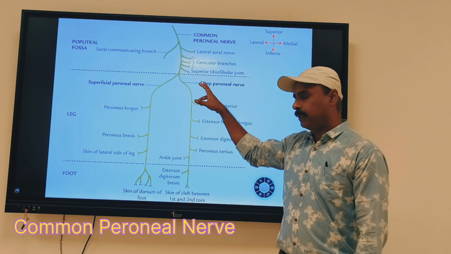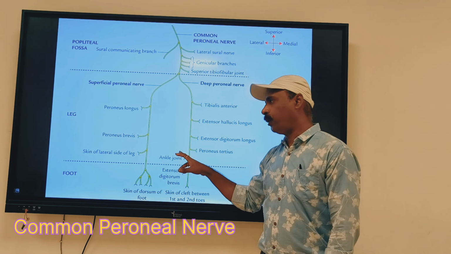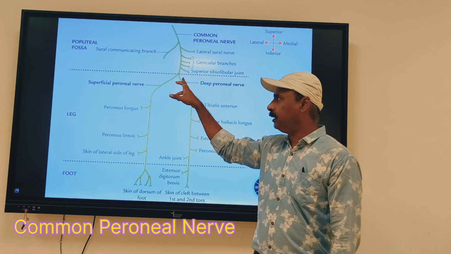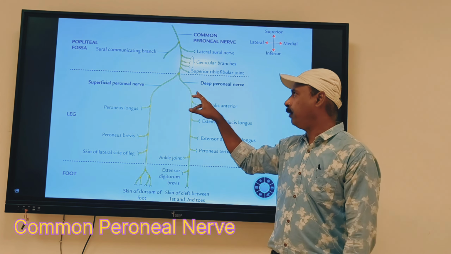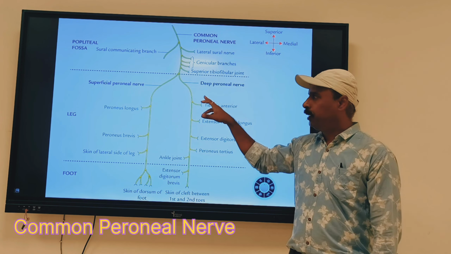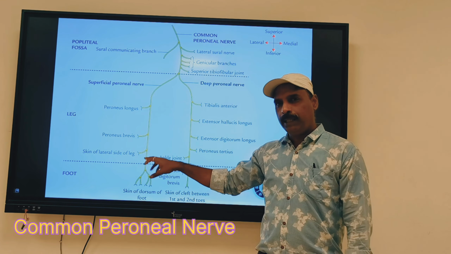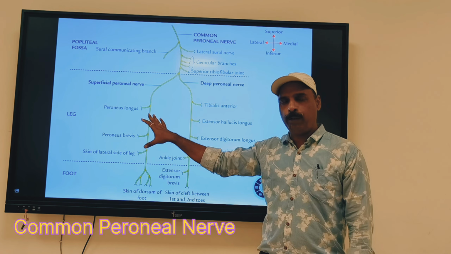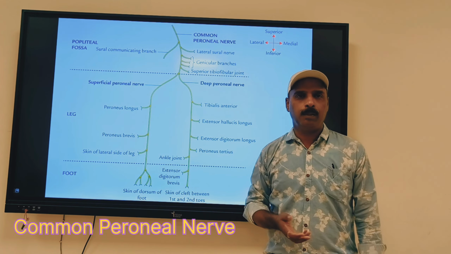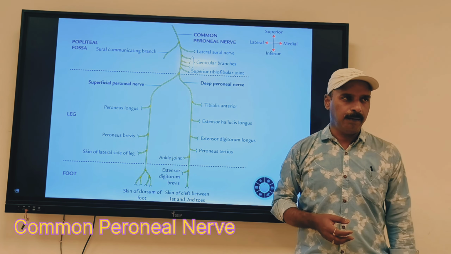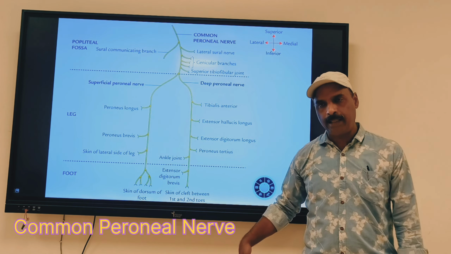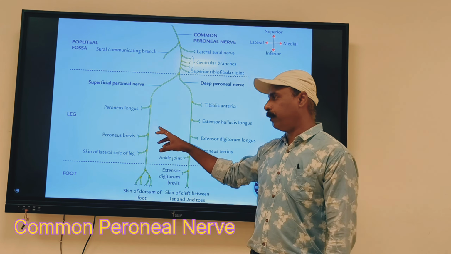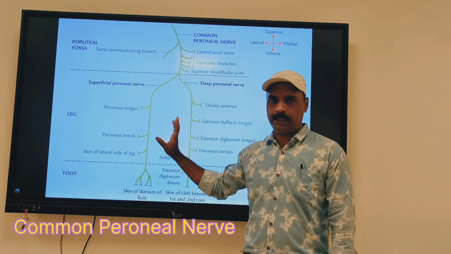Then it runs along the lateral border of the leg region. In the leg region, it divides into the superficial peroneal nerve and deep peroneal nerve. The superficial peroneal nerve supplies the peroneal group of muscles. As I have told, the peroneal group of muscles are attached on the lateral surface of the fibula. The lateral compartment of the leg muscles are peroneus longus, peroneus brevis, and peroneus tertius.